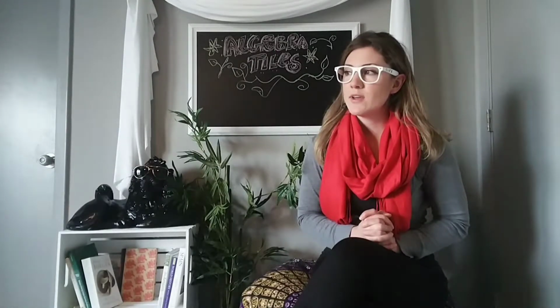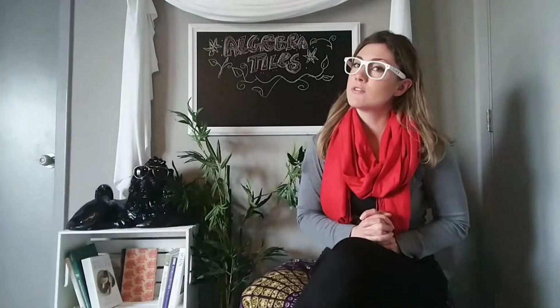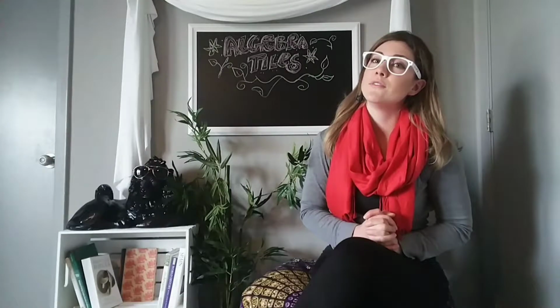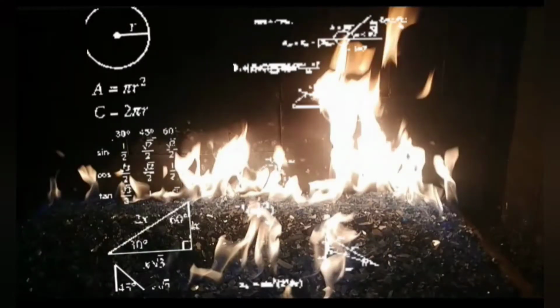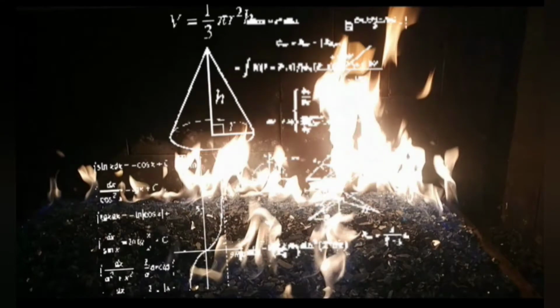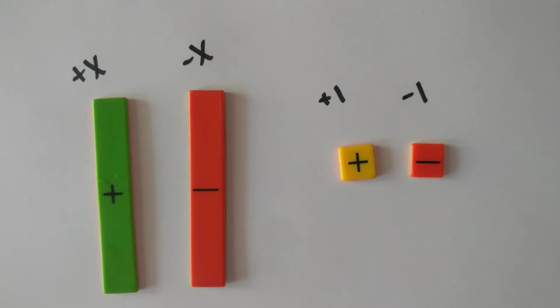We will be working with both variables and constants today. Variables are the unknown, that which we cannot see. The first thing you need to know is that there are two different kinds of algebra tiles, an X, which is the long skinny bar, and a 1, which is the little square. Both of those have a positive side and a negative side, the negative being shown by red.